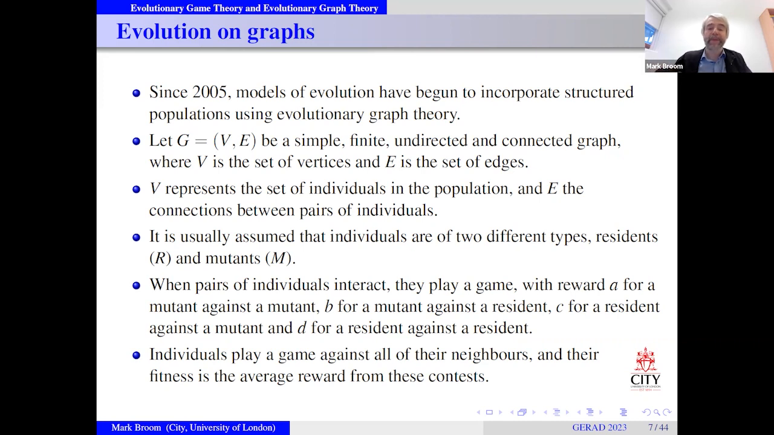And it might be the simplest possible game, so that I'm a resident, you're a mutant, therefore there's a particular payoff when we interact. And so a typical 2x2 payoff matrix indicates what the resident gets, what the mutant gets. So A is mutant versus mutant, B mutant versus resident, C resident versus mutant, and D resident versus resident. So that's the standard kind of idea.